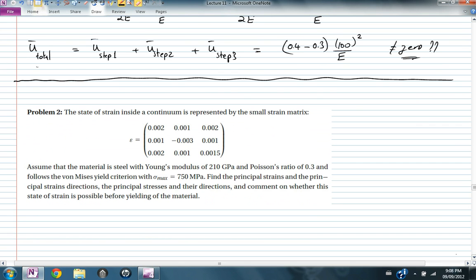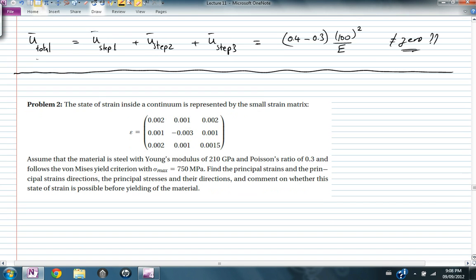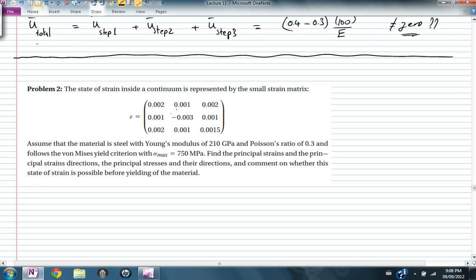In the second problem, we are utilizing the relationship between the stress and the strain to find the stress inside an object. So given a state of strain inside a continuum represented by the small strain matrix given by those 6 numbers, and I say 6 because of symmetry, and assuming that the material is steel, given Young's modulus and Poisson's ratio, therefore linear, elastic, isotropic, and it follows the von Mises yield criterion with sigma maximum equal to 750 MPa.